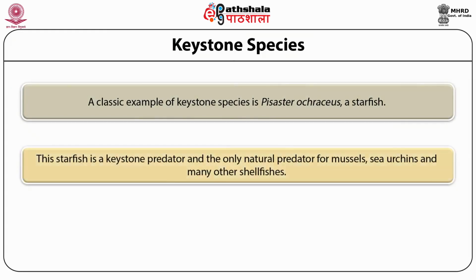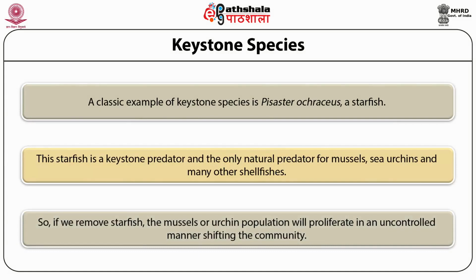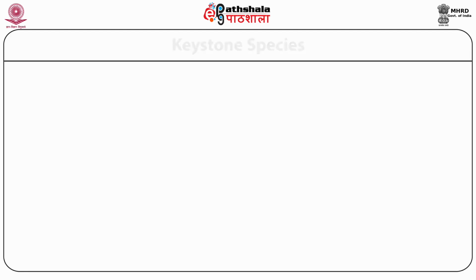This starfish is a keystone predator and the natural predator of mussels, sea urchins, and many other shellfishes. So, if we remove starfish, the mussel or sea urchin population will proliferate in an uncontrolled manner, shifting the community.